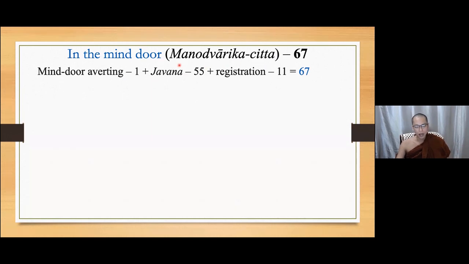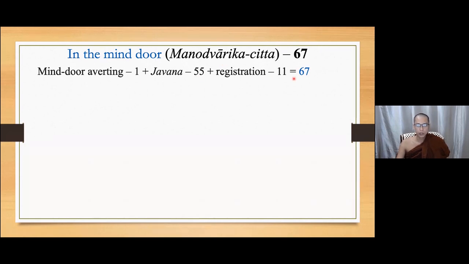This is how we already know how the mental process arises, and now we are counting the possible consciousness in the mind door. They are called the manodvarika chitta. The mind door is manodvara, and the consciousness that arises in the mind door is called the manodvarika chitta. So we have to relate the manodvarika chitta, manodvarika vithi, the cognitive process of the mind door.